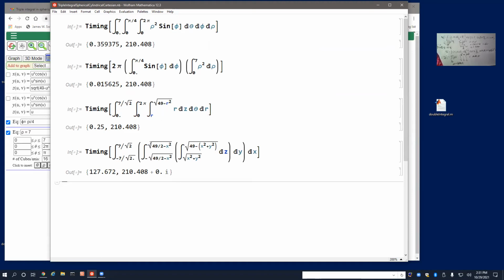I said this is the cylindrical. When I did the integral in Cartesian coordinates, it took longer than 2 minutes, 127 or 128 seconds. I got the same answer, although plus 0 i, a 0 imaginary part. So it had a really hard time evaluating that. Like I said, it took more than 2 minutes, where this took significantly less than a second, a quarter second. The other took 0.015, 15 thousandths of a second, to do that.